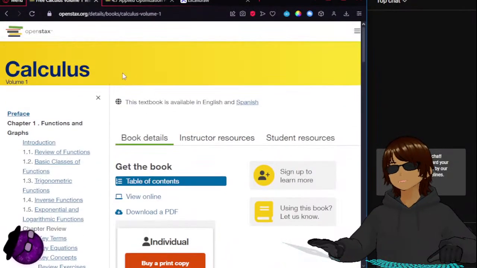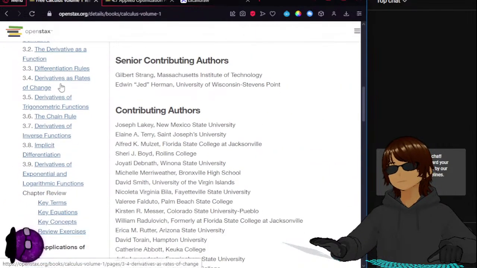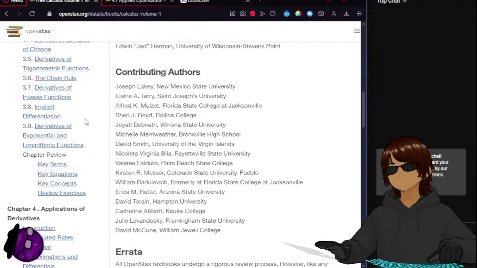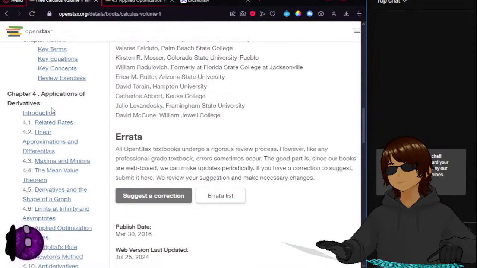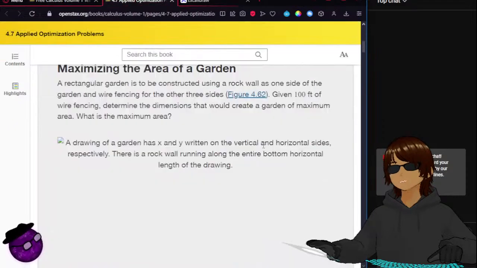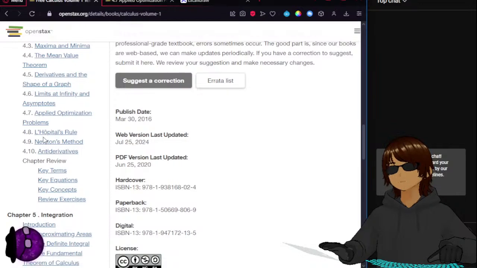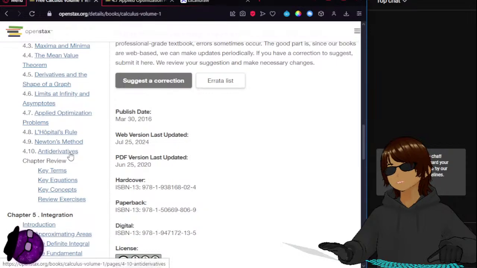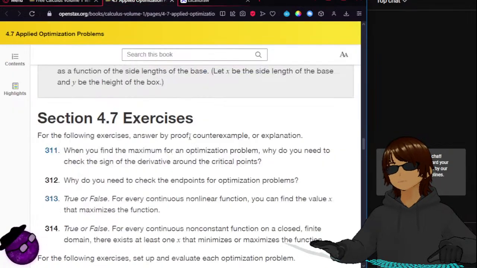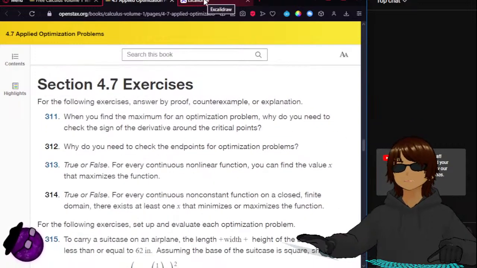Alright, so I'm going to be doing Calculus Volume 1, derivatives. Last time I did, where is it? It was here, applied optimization problems. I'm going to be doing the exercises this stream. And then I'm going to do L'Hopital's rule, Newton's method, and anti-derivatives. I'm planning to complete these three this stream. Hopefully I end up doing that. Okay, so first question.